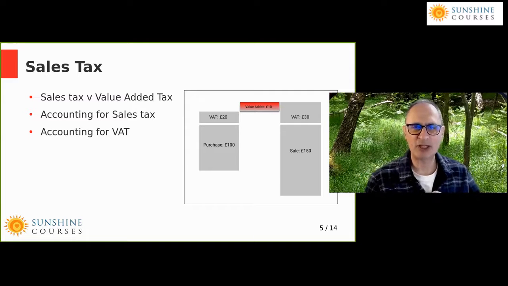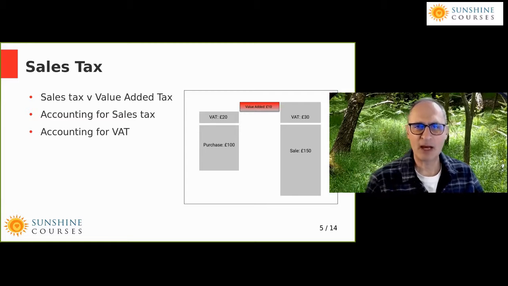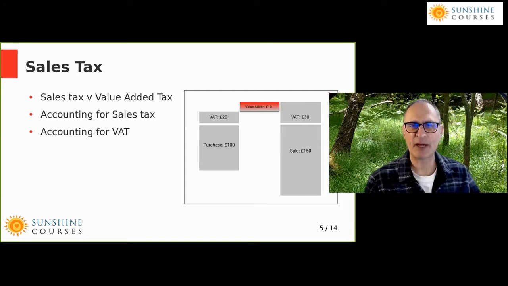So our customer pays £180, of which £30 is VAT. We as a company receive £30 of VAT, but we're owed back by the government £20. So in the same way that we set up a debtor of £20 when we bought the original goods, we have a liability of £30 when we sell the goods. The net amount is what becomes due, £10 paid to the government.